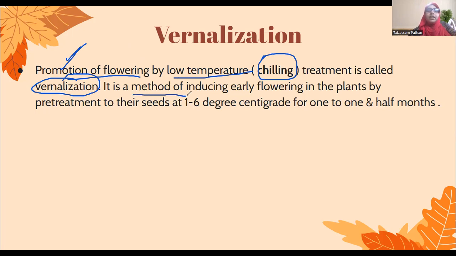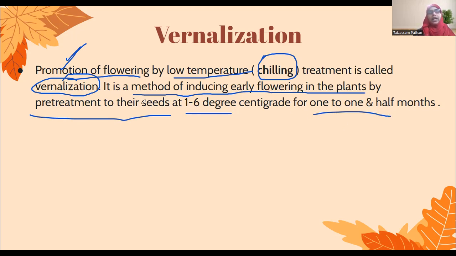So vernalization is a method of inducing early flowering in the plants by pre-treatment to their seeds at 1 to 6 degree Celsius, okay, for 1 to 1.5 months. Yes, so you can give treatment to seeds also. You can give treatments to grown plants also. So it depends. Here specifically, when we talk about vernalization in general, we are talking about giving seeds 1 to 6 degree Celsius temperature for 1 to 1.5 months. Means for approximately 2 months, you keep the seeds at this 1 to 5 or 6 degree Celsius.